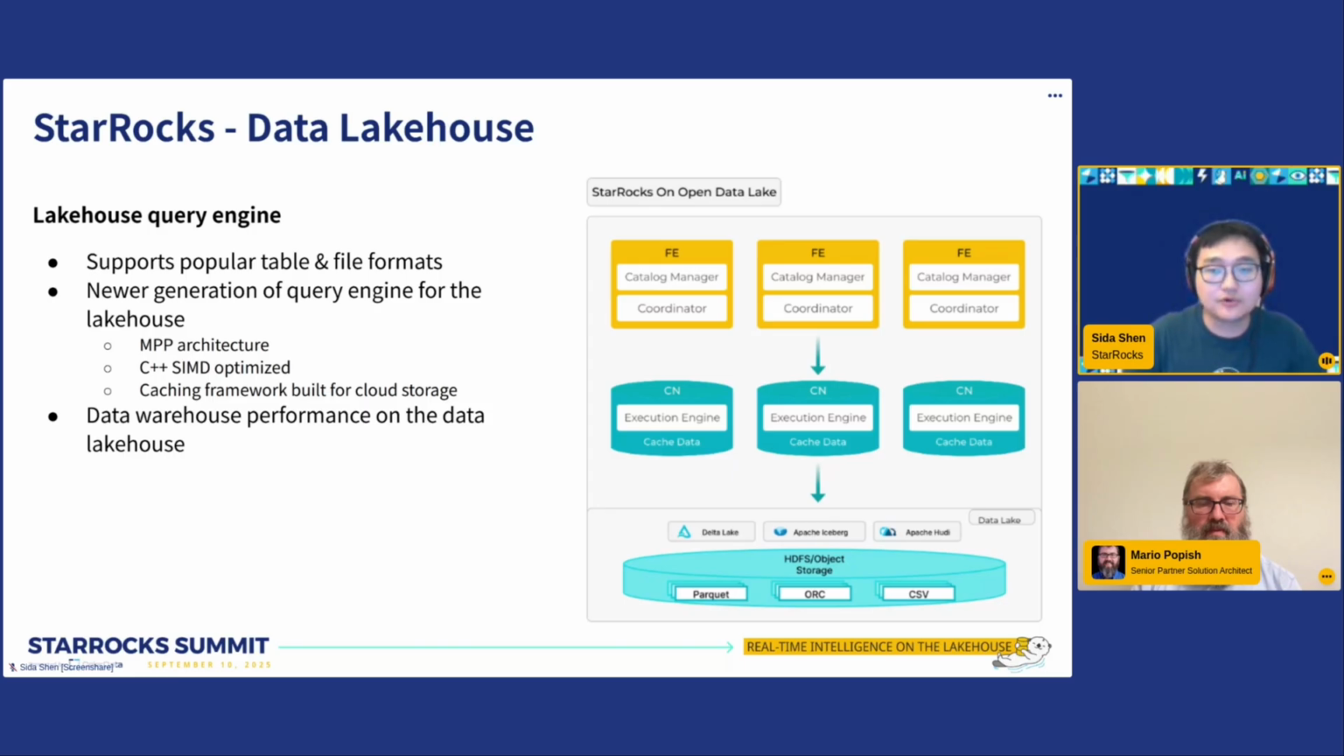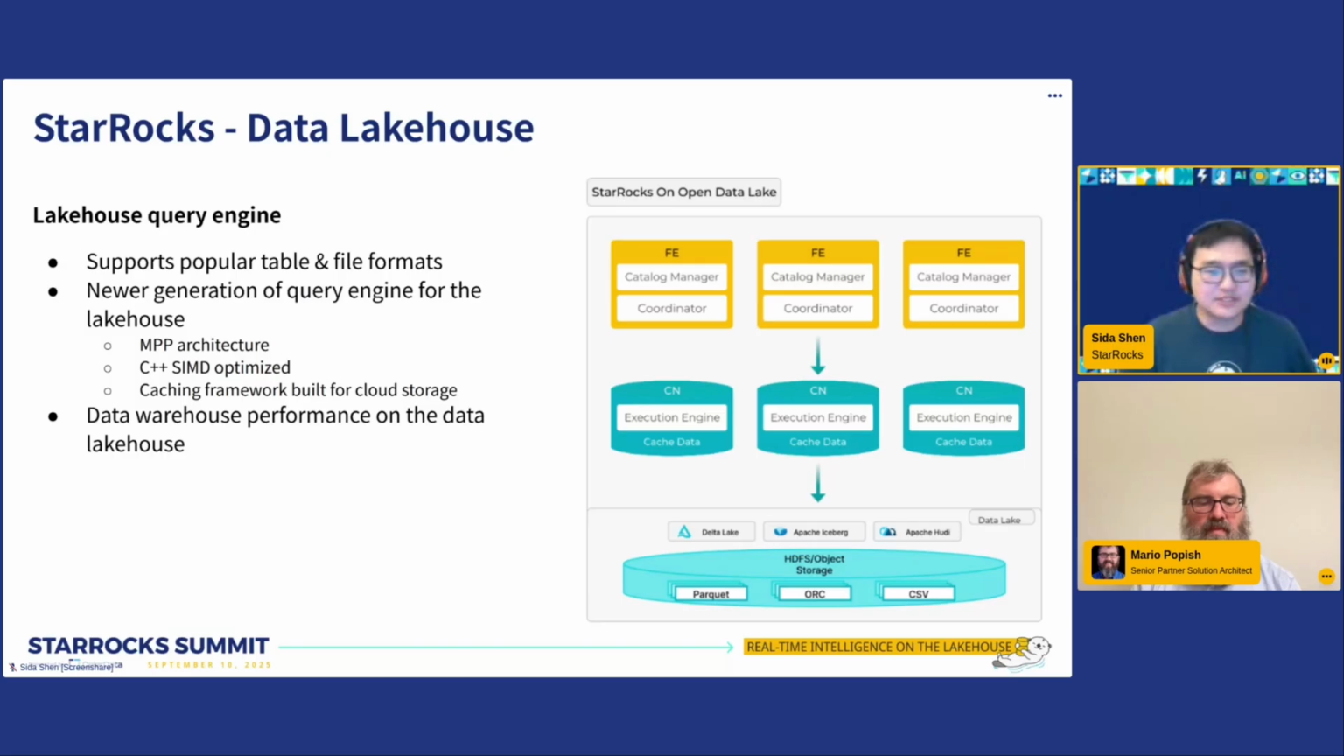It's a newer generation of query engine that's really focused on those low latency, high concurrency, customer facing workloads, right? You're able to get data warehouse like performance on the data lakehouse on your Apache Iceberg tables. One thing I always trust StarRocks about is its query performance, right? Always deliver the best possible performance and the best cost efficiency.